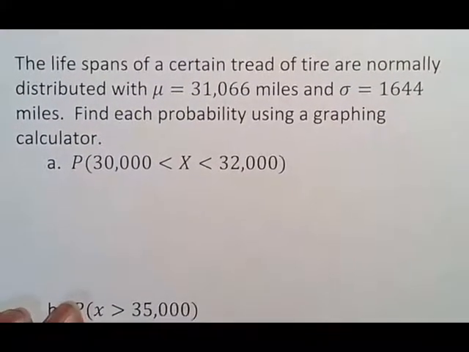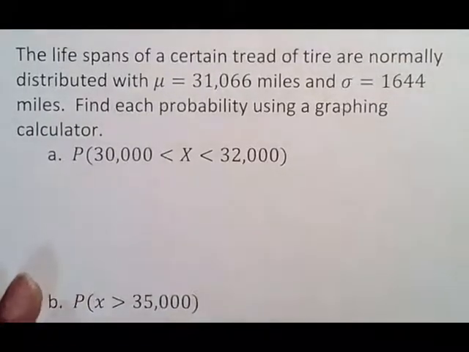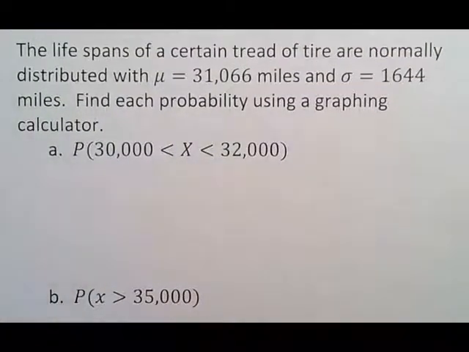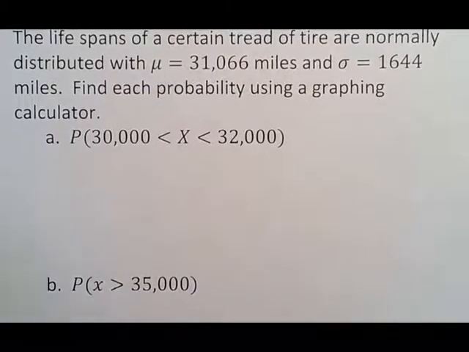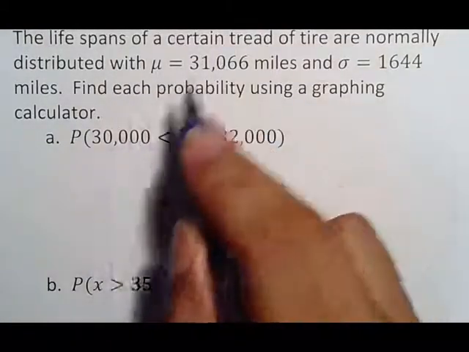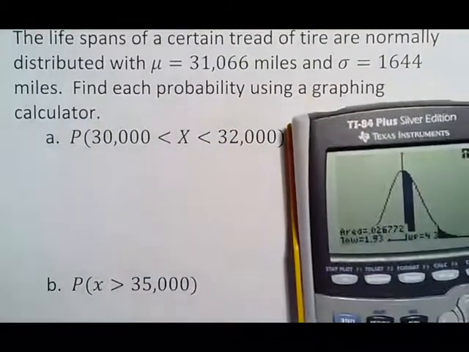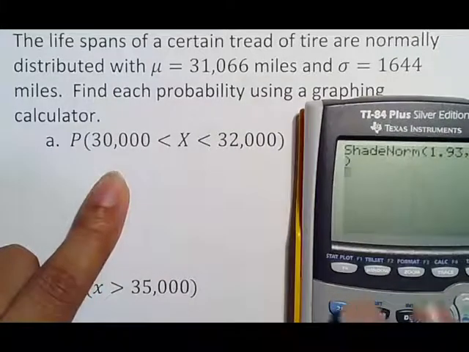Lifespans of a certain tire tread are normally distributed with mu, or mean, of 31,066 miles and standard deviation of 1644. Find each probability by using the graphing calculator. So again, what we want to do here, just to walk through it real quick, is find out this number.